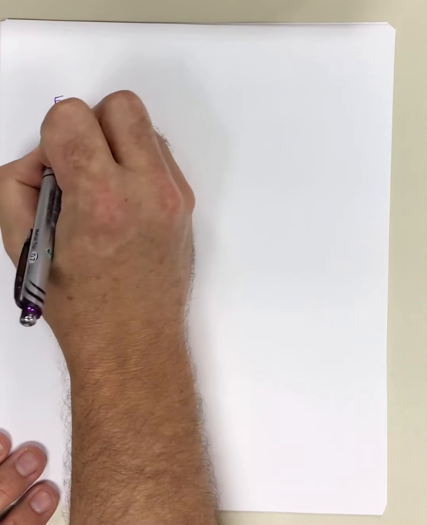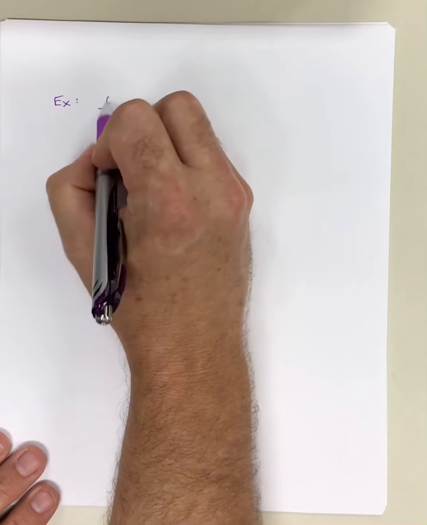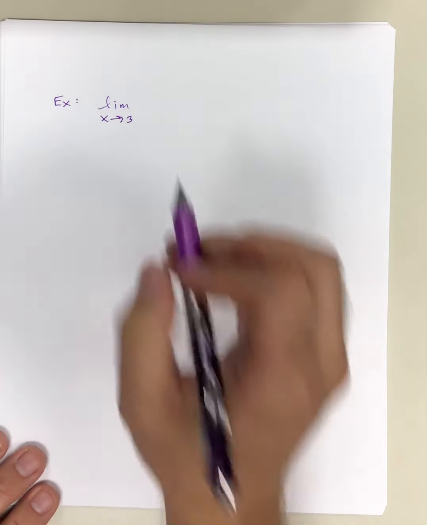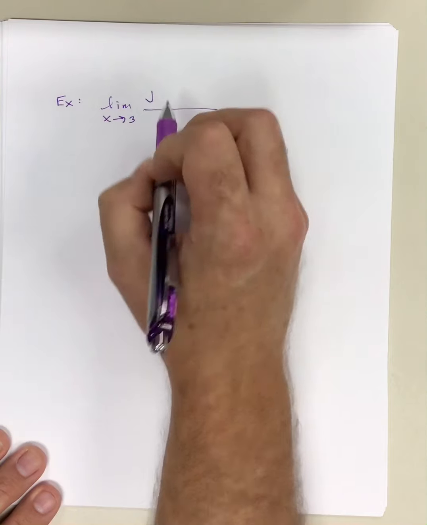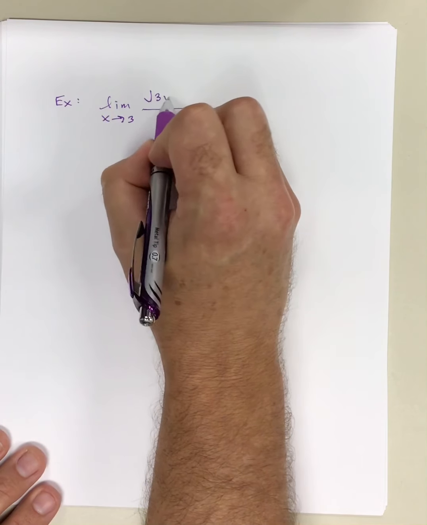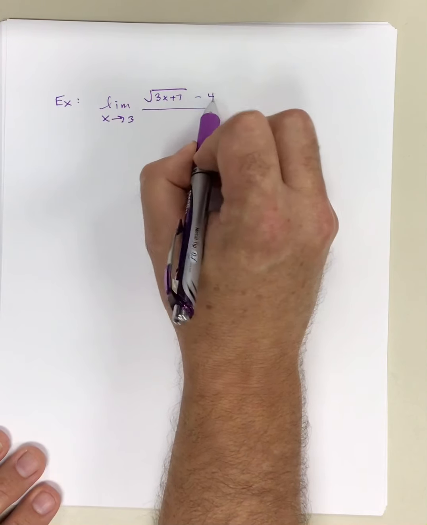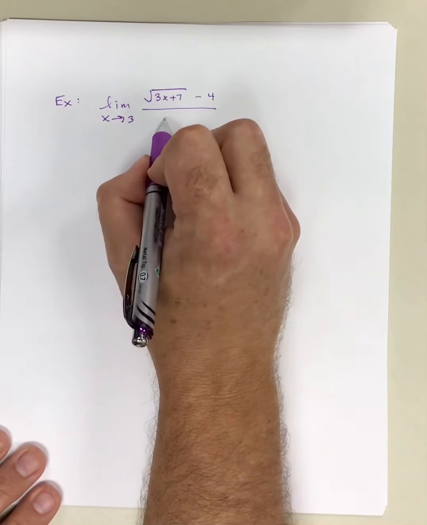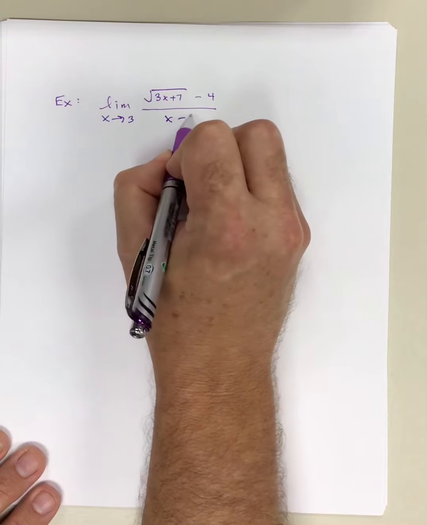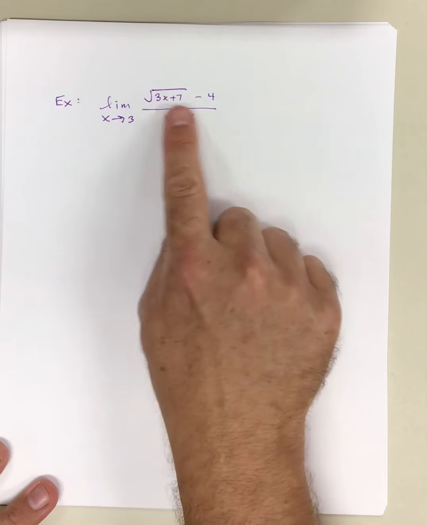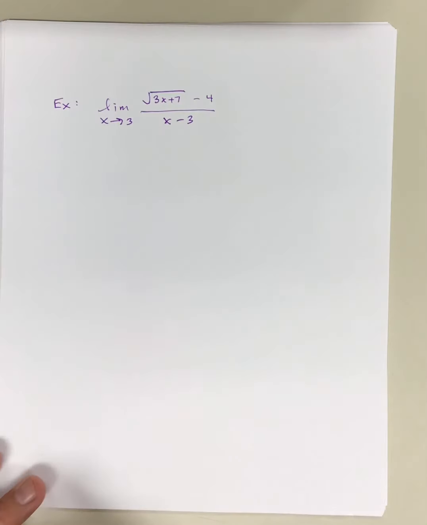Let's do one more example like this. So let's take the limit as x approaches 3. And this time we'll have the square root of 3x plus 7 minus 4 all over x minus 3. Do a quick check that if we plug in 3, we do indeed get a 0 over 0 format.